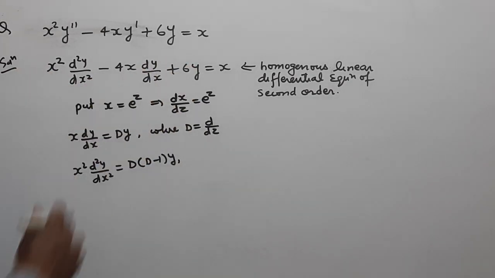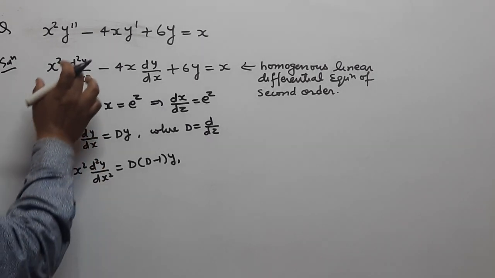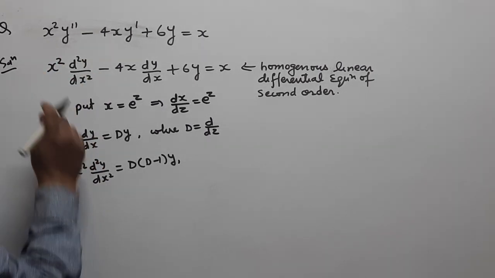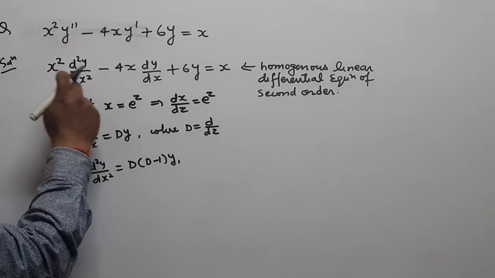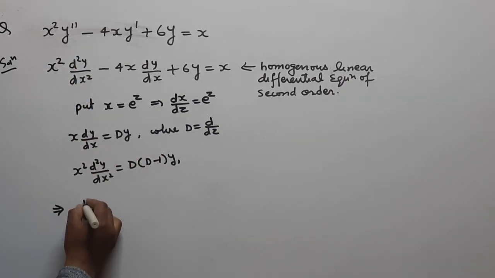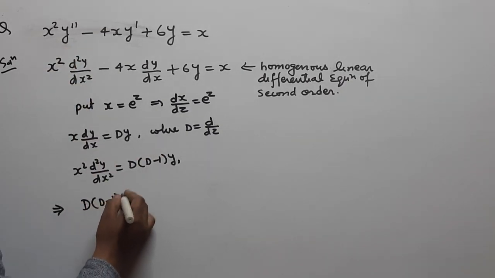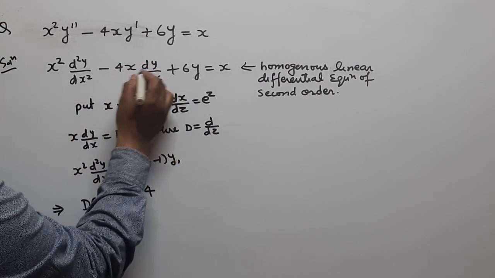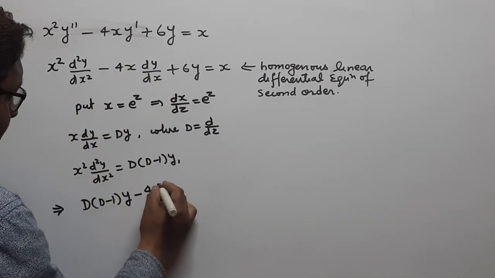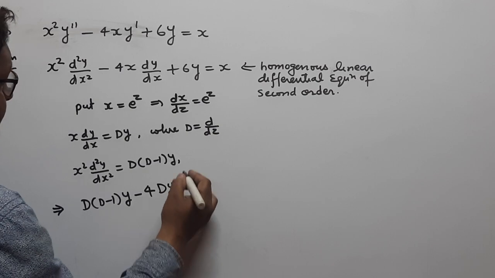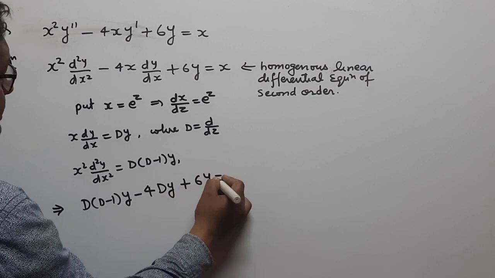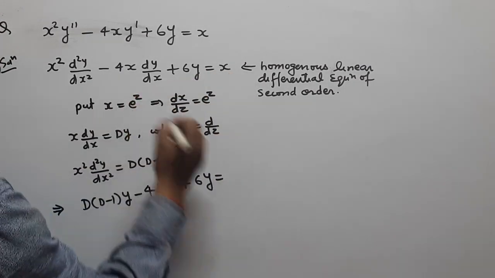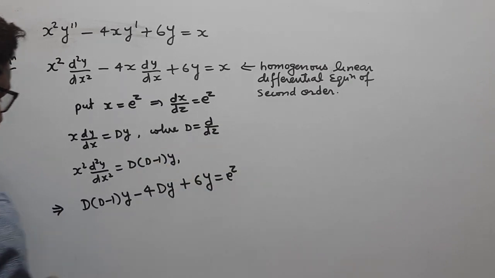Now we convert this given differential equation, a homogeneous linear differential equation of second order. In place of x square d2y by dx2 we put D times (D minus 1) y. In place of x dy by dx we put capital D y, plus 6y is equal to, in place of x we put e to the power z.